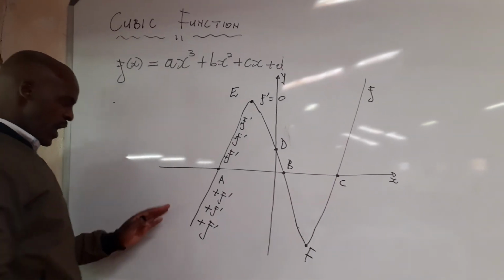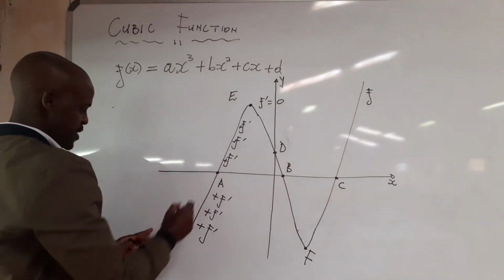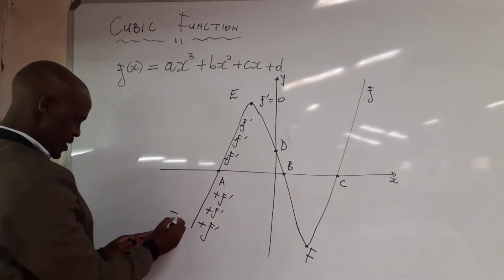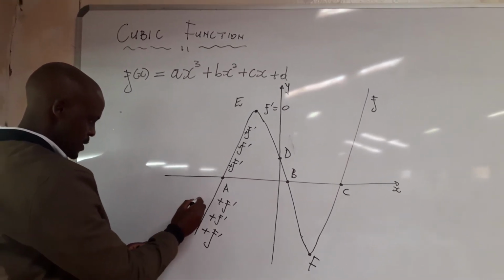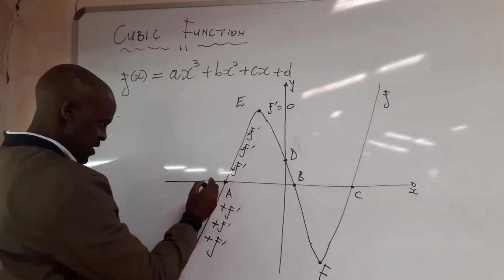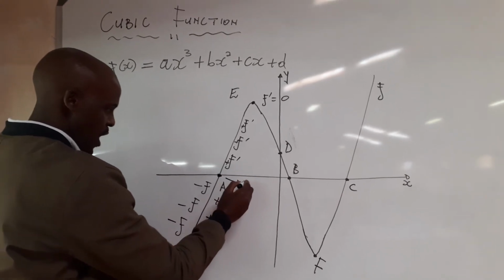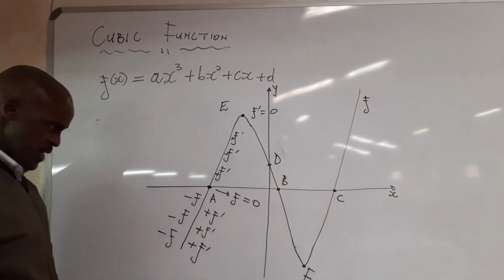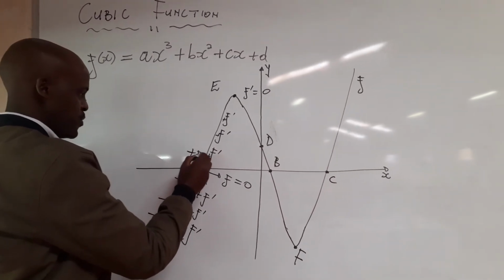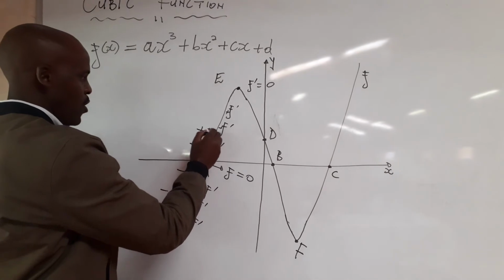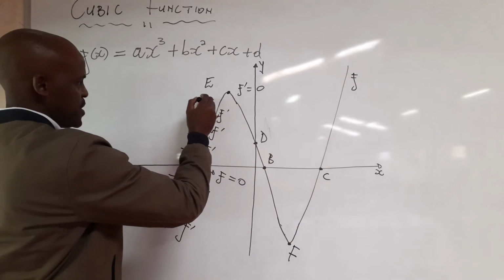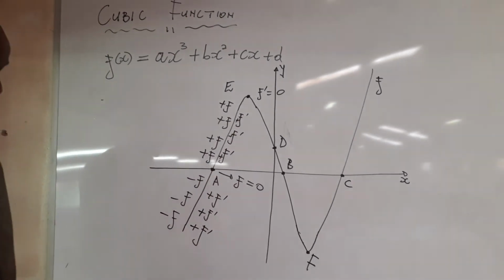In terms of y, our function of f, below the x-axis, y is negative. But at this point, our y is equal to 0. Above the x-axis, our y changed to be positive. Our y is positive, above the x-axis.